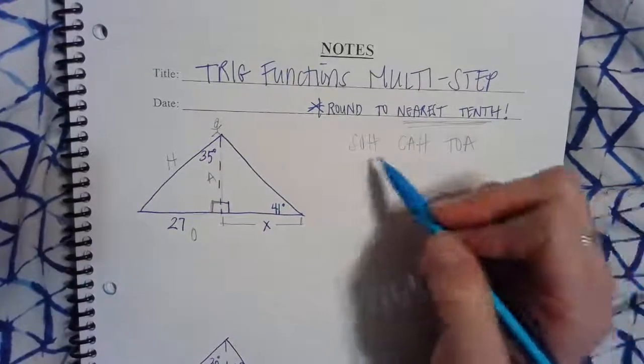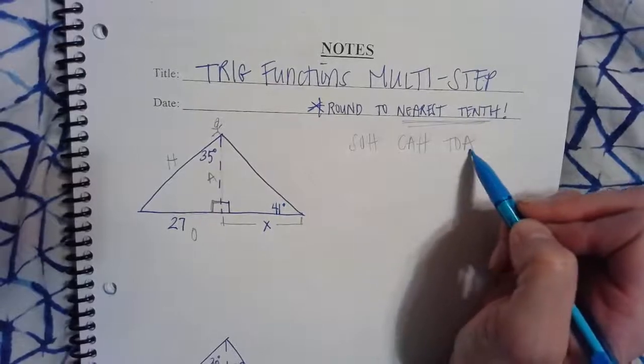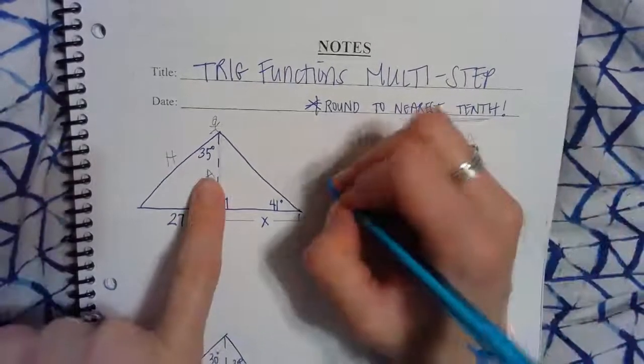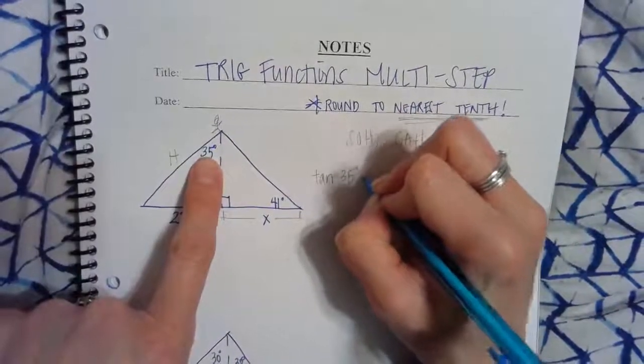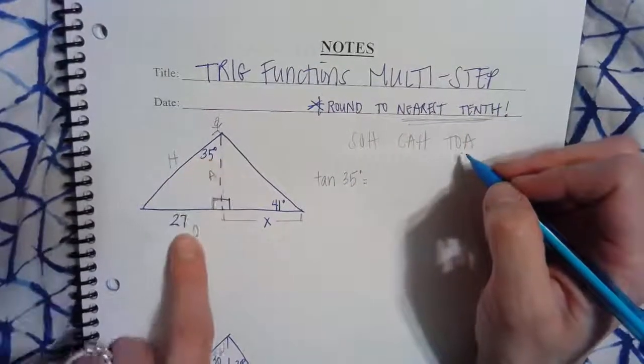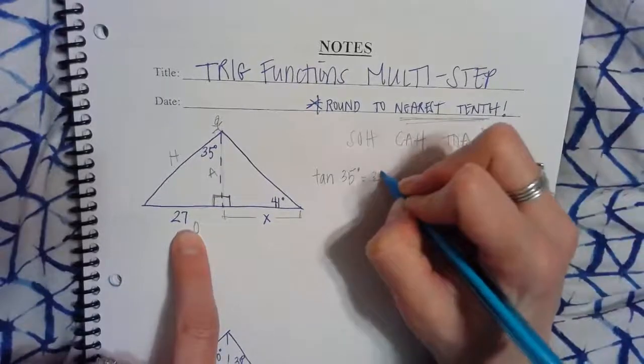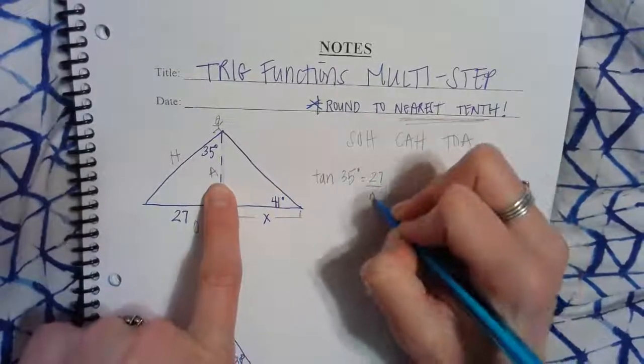That's why I like to write out my trig function so you can see what pieces you have very clearly. Okay, so we're going to use tan. So we have tan, we're standing at 35 degrees, and that ratio is the opposite, so 27 over your adjacent, but we're not sure what that is.